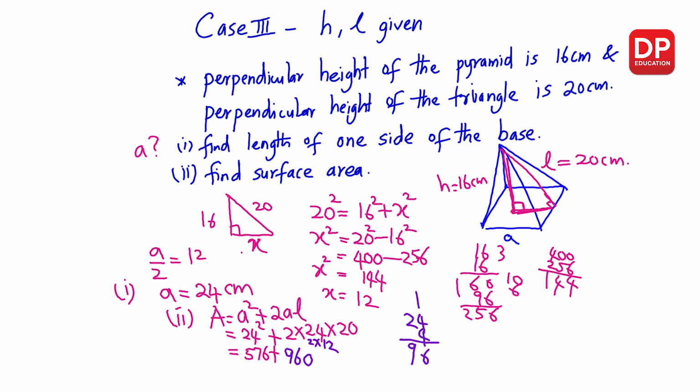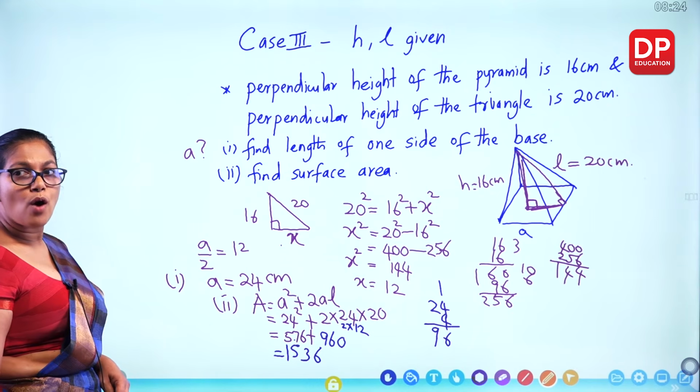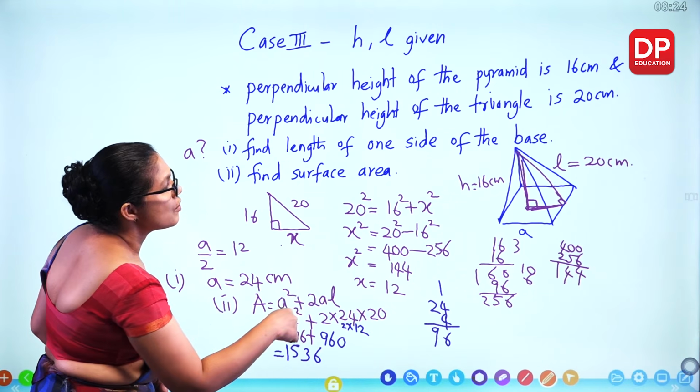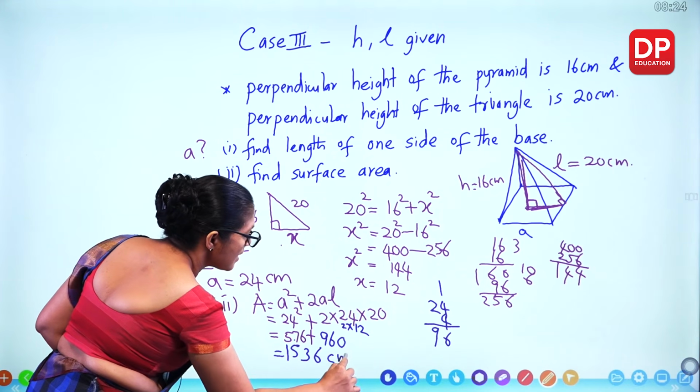So add these two together, you get 6 here, 6 plus 6, 12, 7, 13, 1 remaining, 10 plus 5, 15. So 1536. What's the unit? Square centimeters.